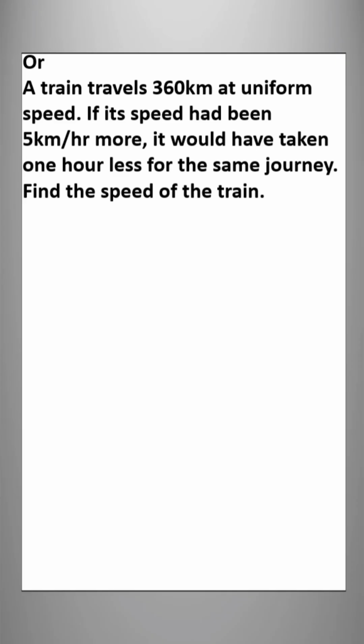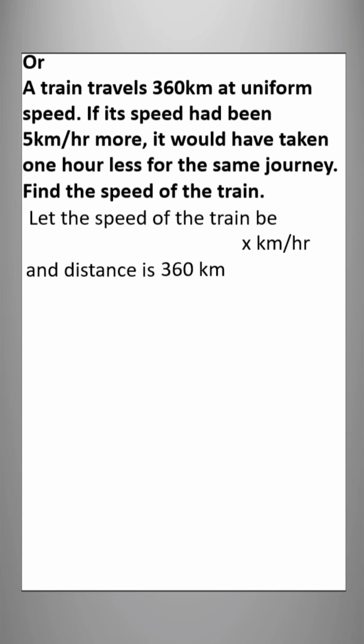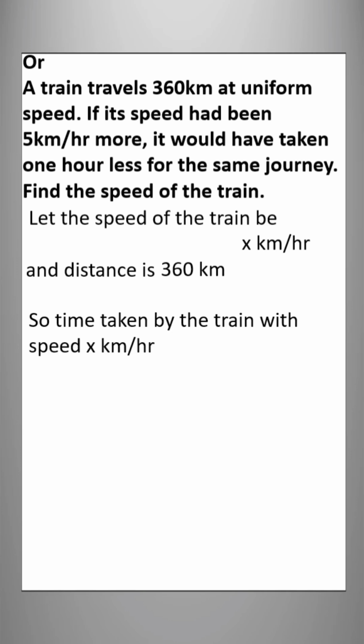Or, a train travels 360 km at uniform speed. If its speed had been 5 km per hour more, it would have taken 1 hour less for the same journey. Find the speed of the train. Let the speed of the train be x km per hour. Distance is 360 km, it is given. So the time taken by the train with the speed x km per hour, time is equal to what? The distance by speed. So 360 by x hours.